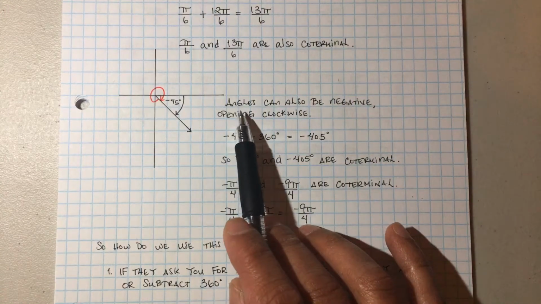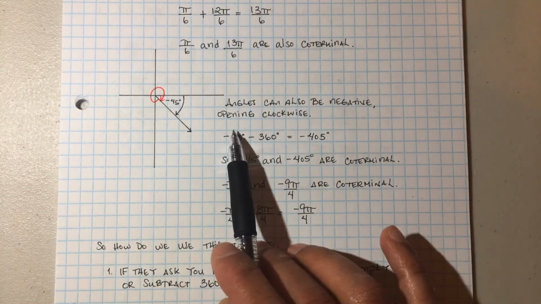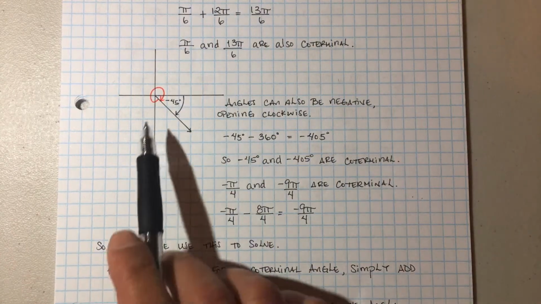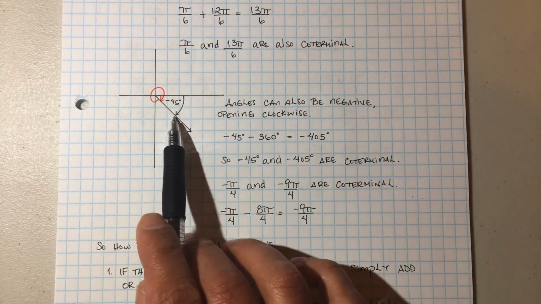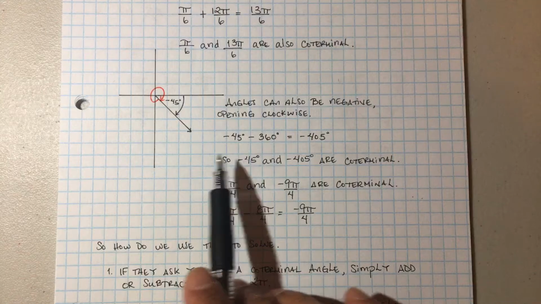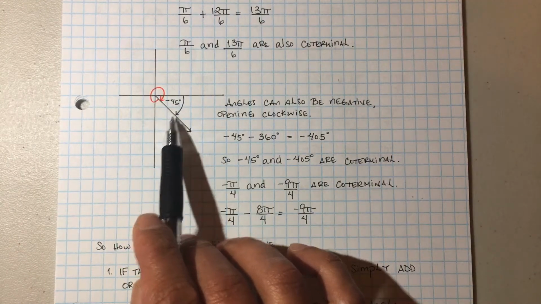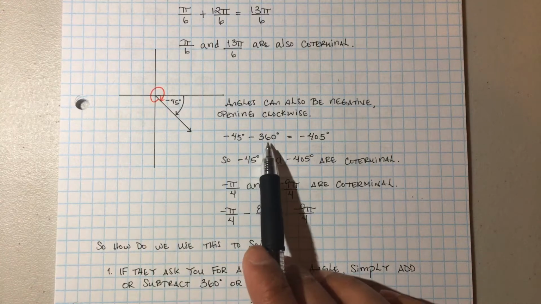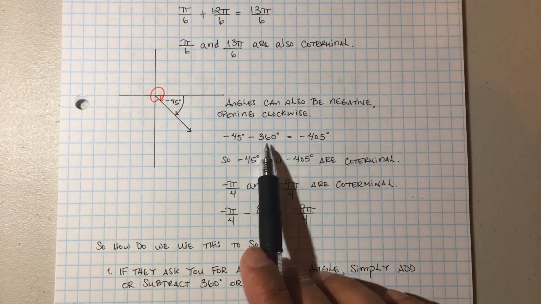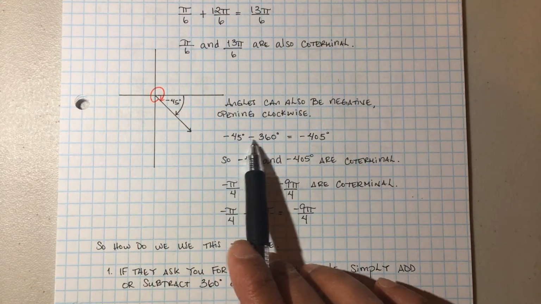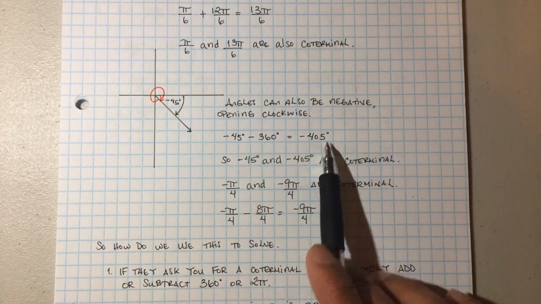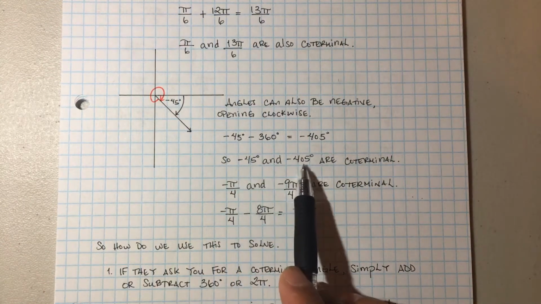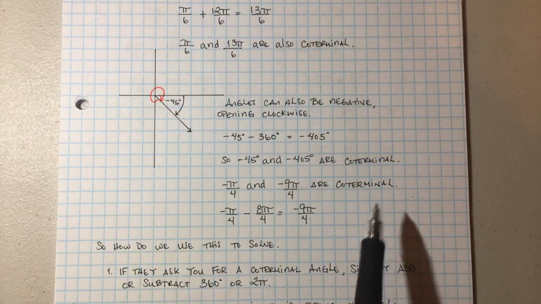If you can see, angles can also be negative. That means that they open clockwise. So if I have this angle opening downward, it's negative 45 degrees. If I keep going all the way around, I end up at the same spot. Well, I've gone 360 degrees, but I've gone backwards. So then negative 45 minus 360, that's negative 405. So that means negative 45 and negative 405 are also coterminal.